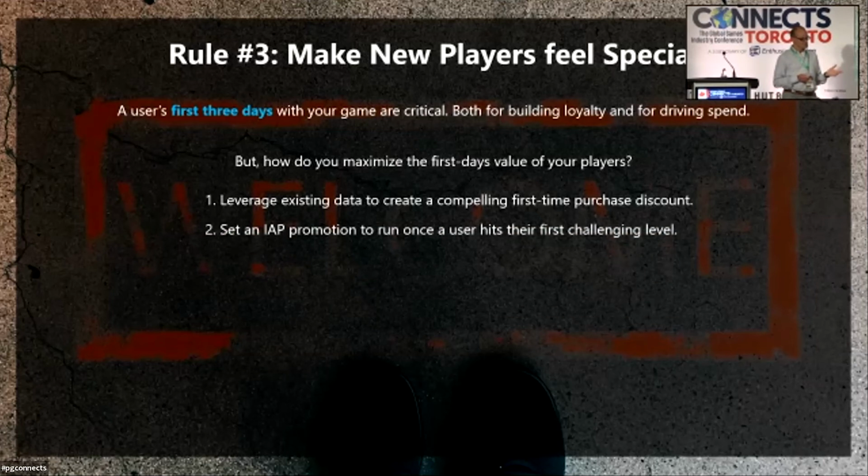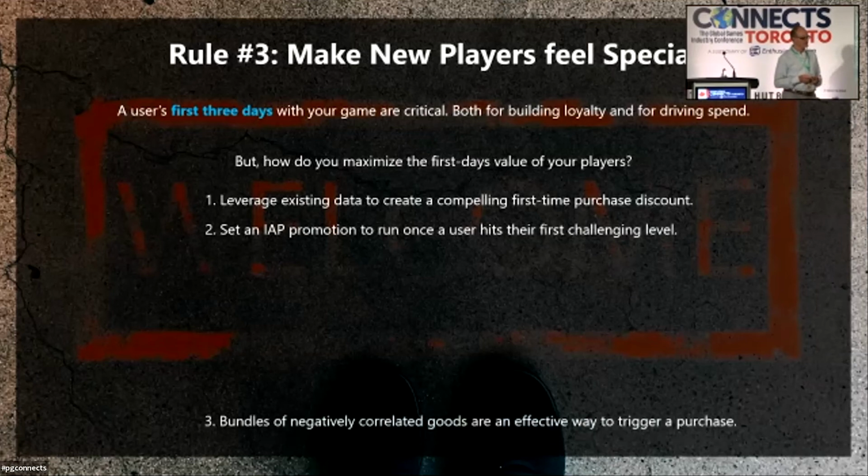Set an IAP promotion to run once a user hits their first challenge level. So what is that first challenge level? Create a promotion geared around that. We want to get the person more engaged in the game, get them to that next level, and reward them for doing that.